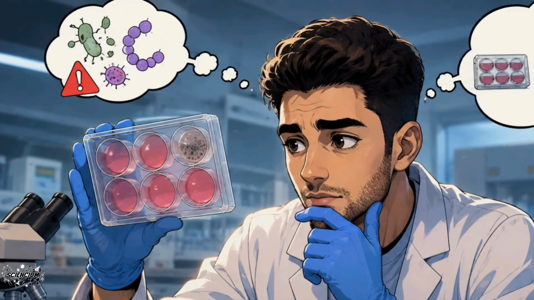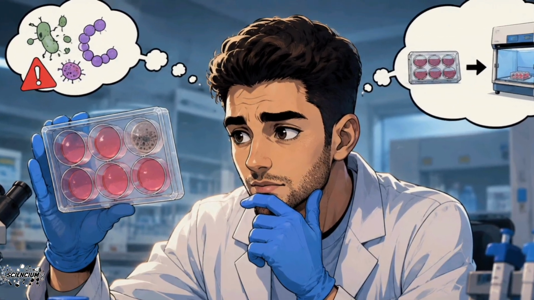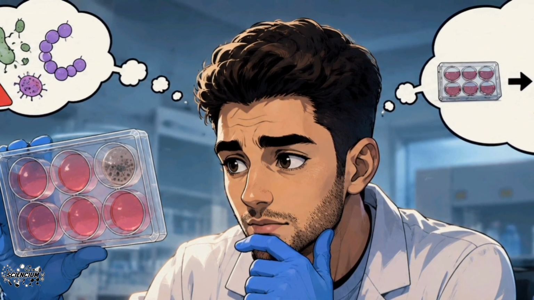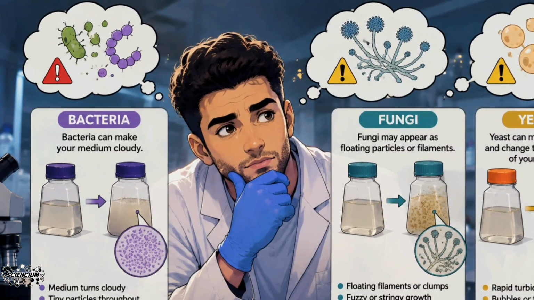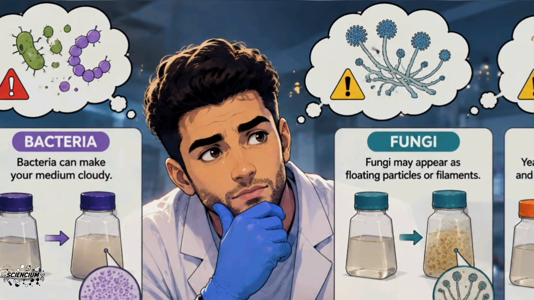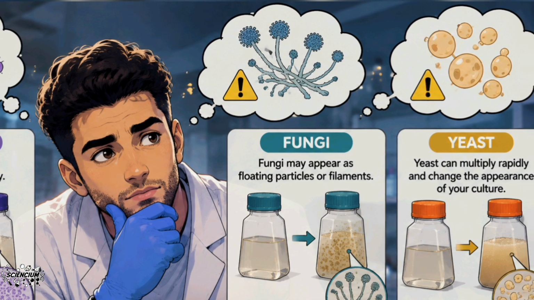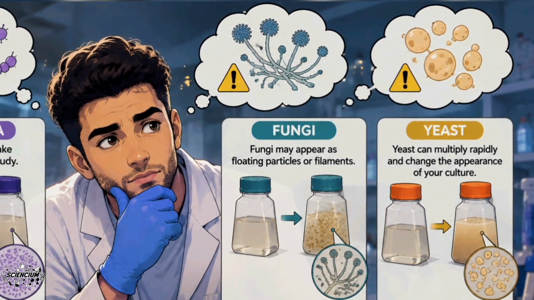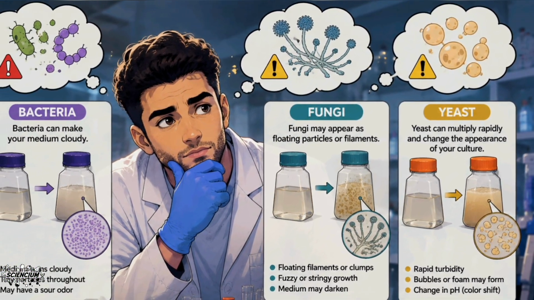Your cell culture is contaminated. But what exactly contaminated it, and how do you get rid of it? Bacteria can make your medium cloudy. Fungi may appear as floating particles or filaments. Yeast can multiply rapidly and change the appearance of your culture.